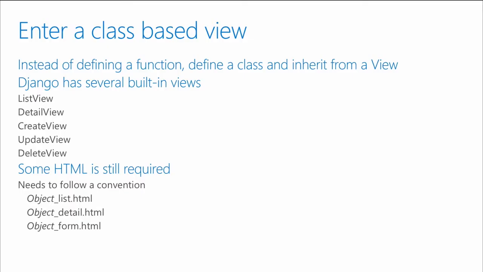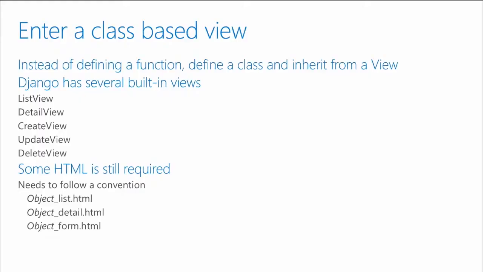Now, Django has a bunch of built-in class-based views that we can use. We've got list view for a list, detail view for an individual item, and then we've got the CUD of CRUD, which is create, update, and delete. We do still need some HTML, and it will have to follow a convention, although you can actually change the name of the template, or maybe even share some code, which we'll potentially take a look at a little bit later.